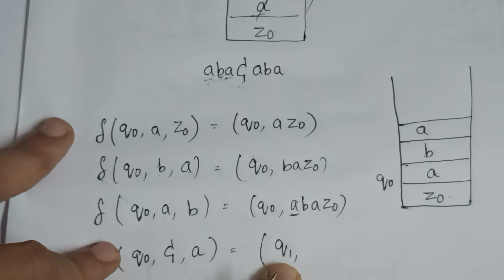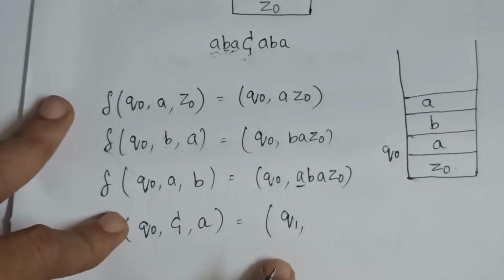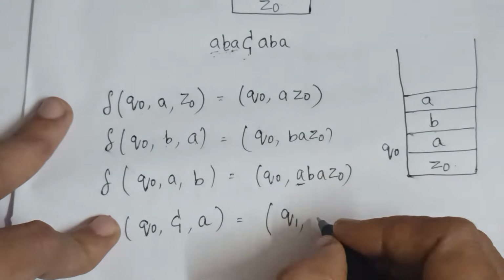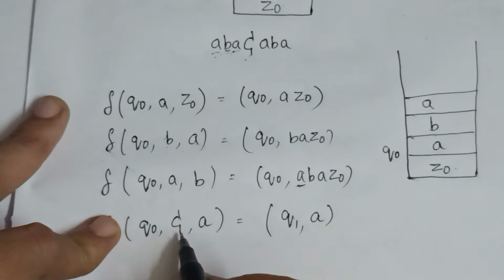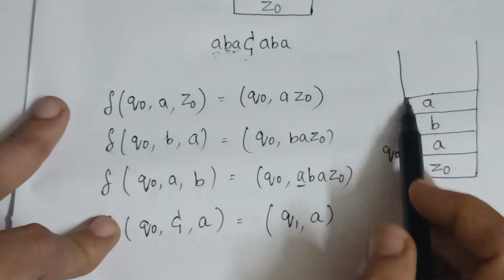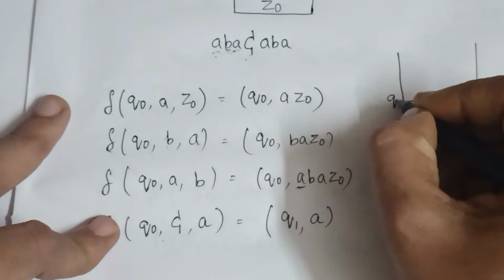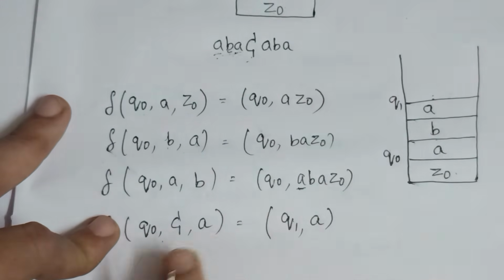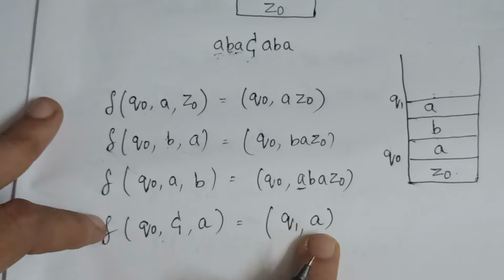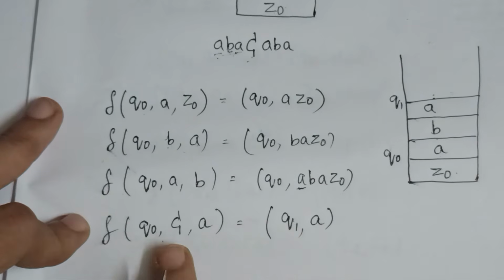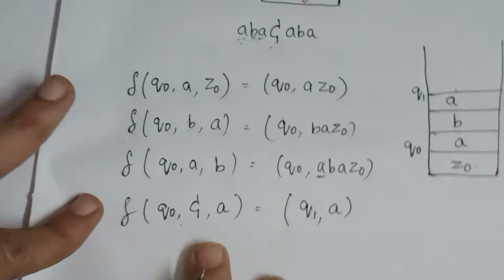What it says is that this is the end of the string. That's why the state has been changed. But the top of the stack is A only. I am not pushing C into the stack. It is just changing the state to Q1, changing the state from Q0 to Q1 whenever the capital C is encountered.